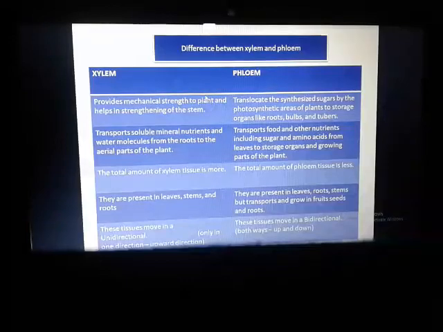Now coming to the point, that is the difference between xylem and phloem. This part I will discuss in the next slide.